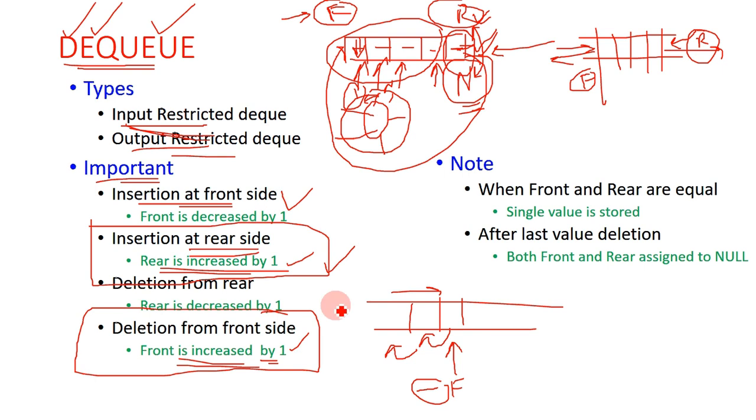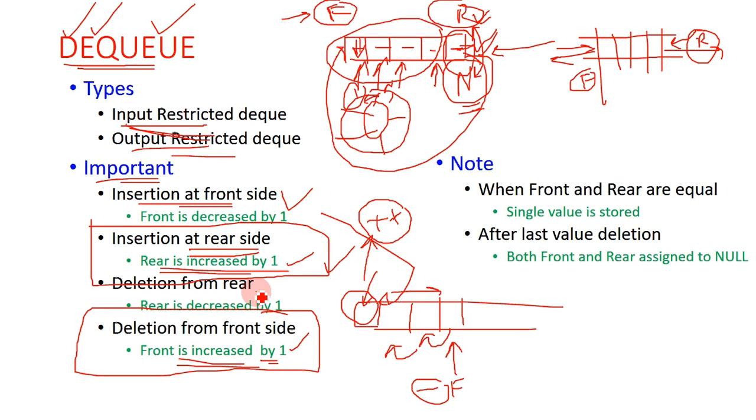But for the first time, when you do insertion at the front side, front will be incremented. That is, when you want to insert the first element, there is no element existing in the dequeue, and you insert the first element from the front side. In that case front will be incremented. In all other cases front will be decremented.